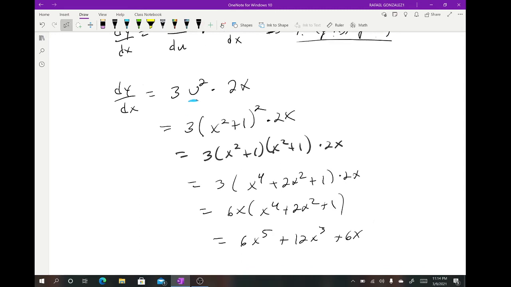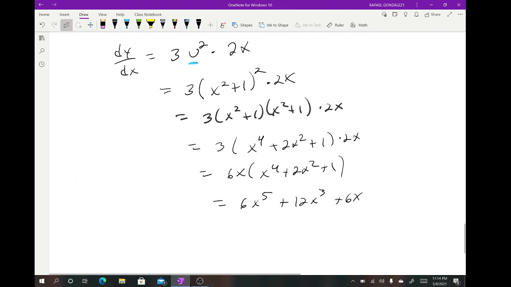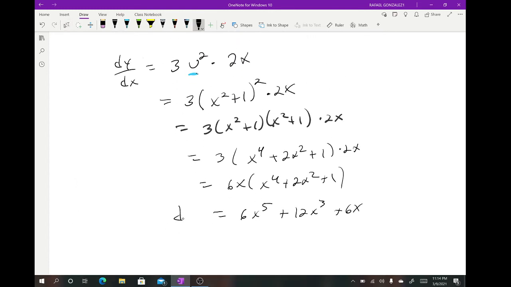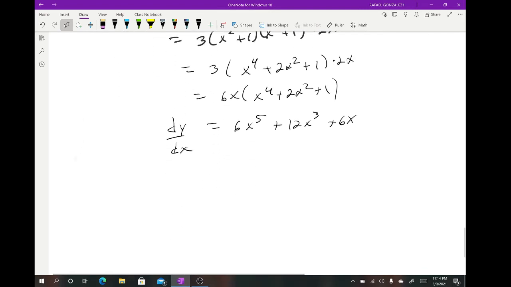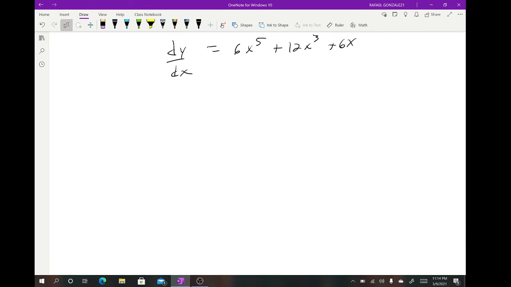You don't have to, for the most part, expand all of this unless I tell you to simplify. But this is what the derivative of y is. Okay, so dy dx is equal to 6x to the 5 plus 12x cubed plus 6x. All right. Let's do one more example, or maybe two more, to drive the point home.